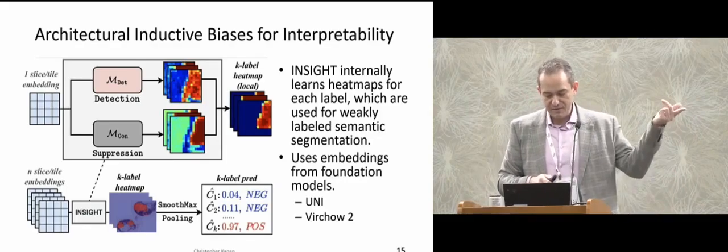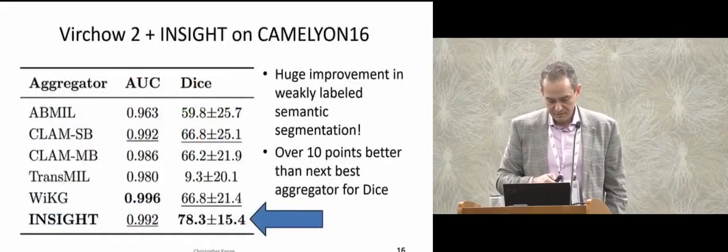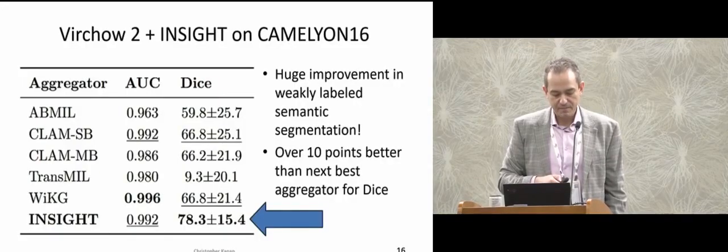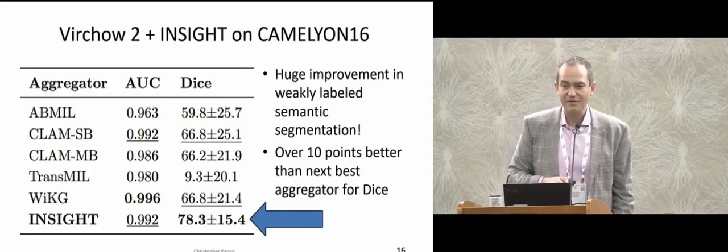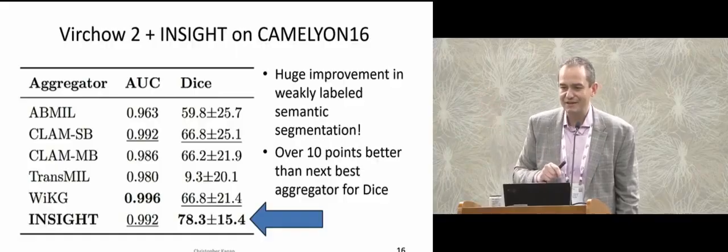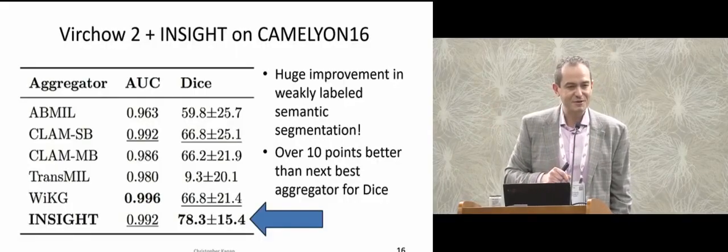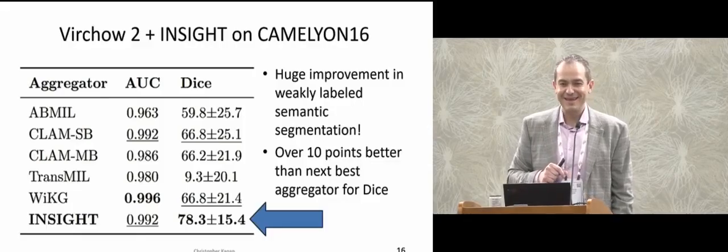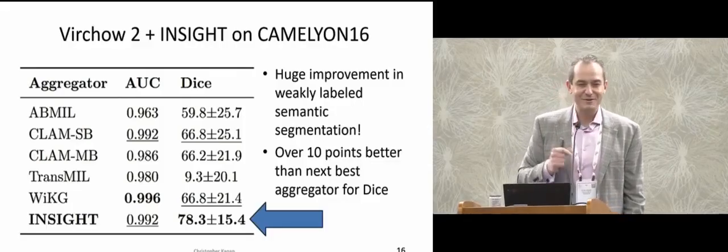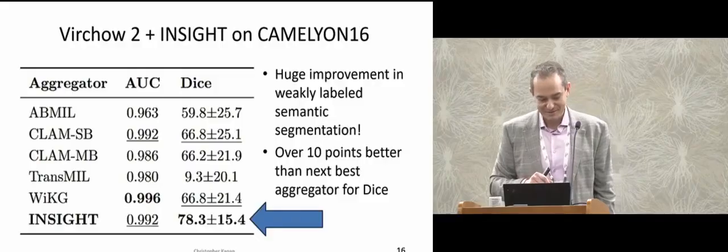We tried it out with UNI and Virchow too. And hey, the AUCs are about the same for different aggregators. Aggregators are the thing that ingests all the tile embeddings, right? But look at that semantic segmentation score. Big jump, right? So that was the goal, for weakly labeled semantic segmentation.